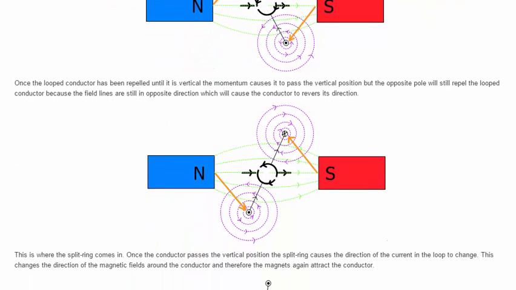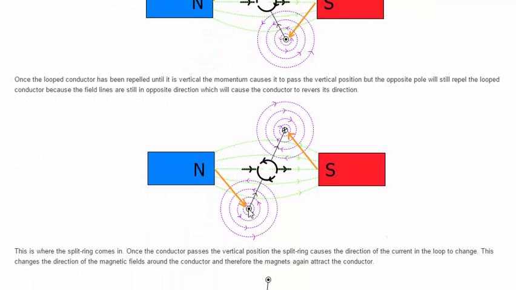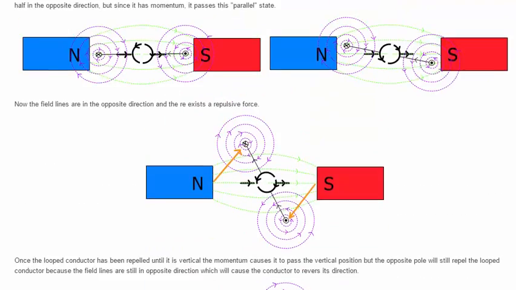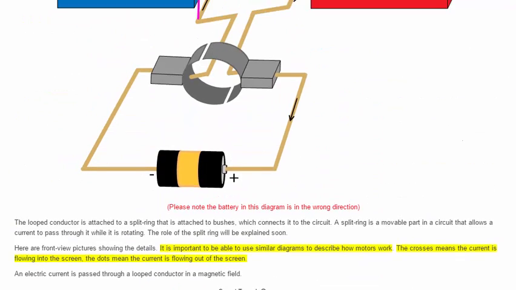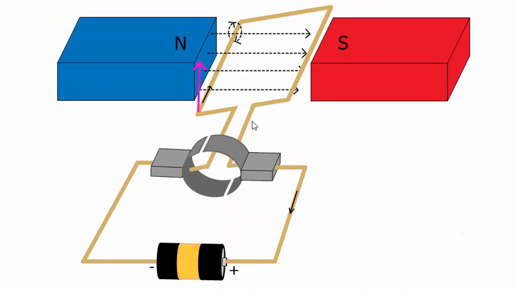Because if at this point I can change the current to go away from me again, then I'll have this top picture again. So if at this point I can change the current, now the current is going in this direction, but if I can now change the current to go away from me, because this is now down here, and that's now where the slip rings come in.